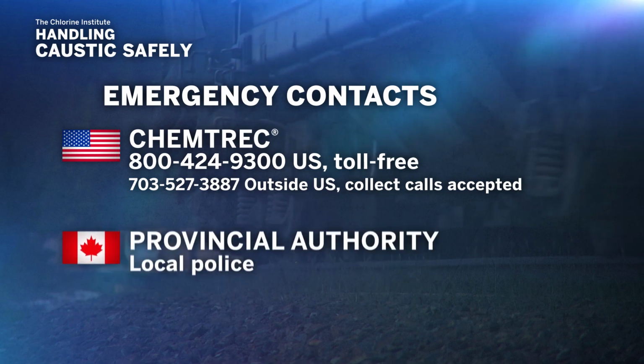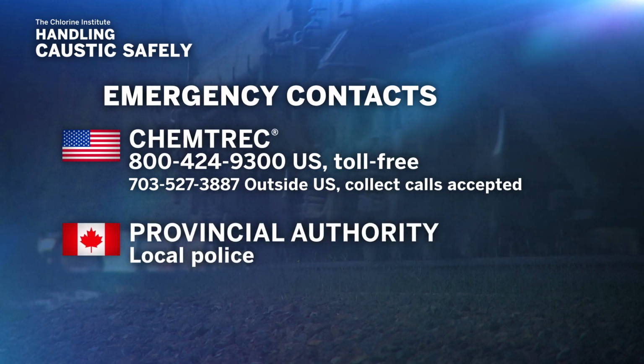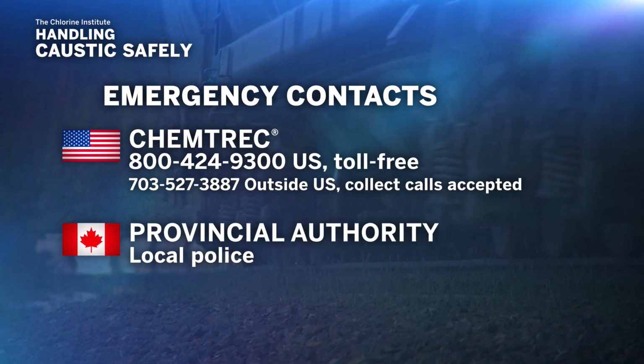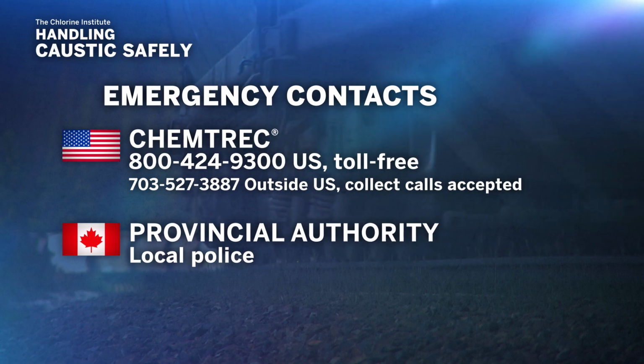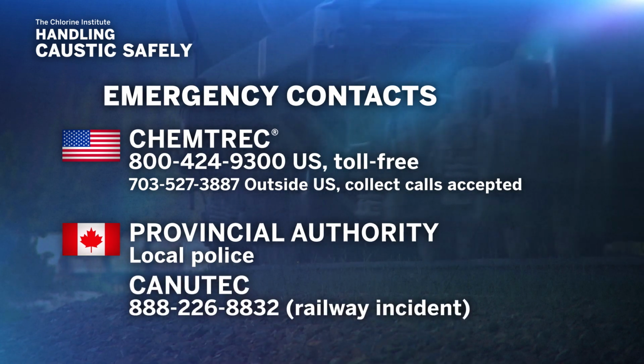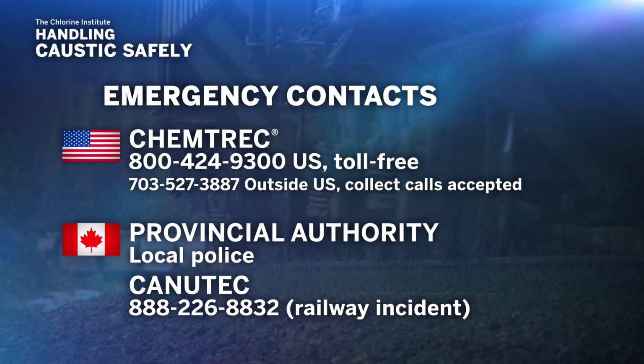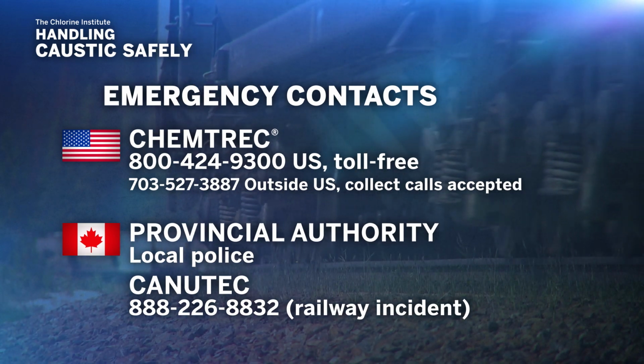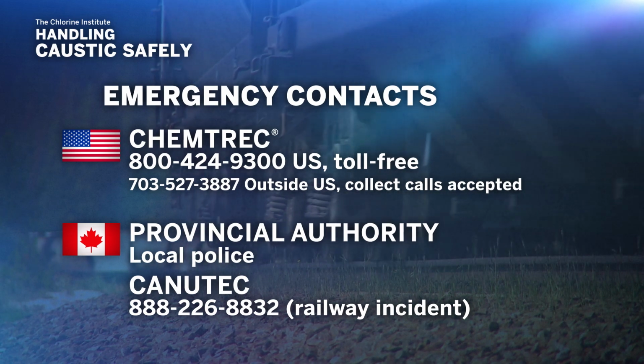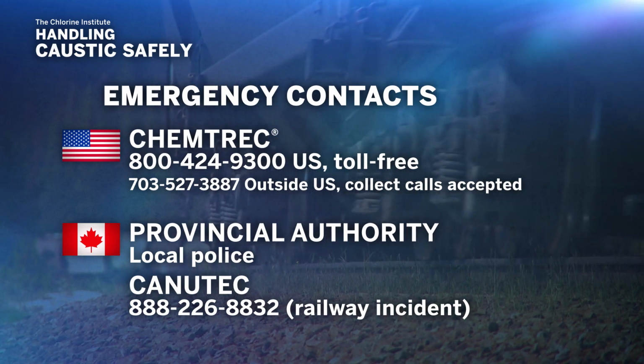In Canada, the local provincial authority, usually the local police, must be notified immediately, and in the case of a railway incident, Canutech must also be notified. Chemtrec and Canutech both provide immediate advice for those at the scene of the incident. Chemtrec will also promptly contact the shipper and others as required.